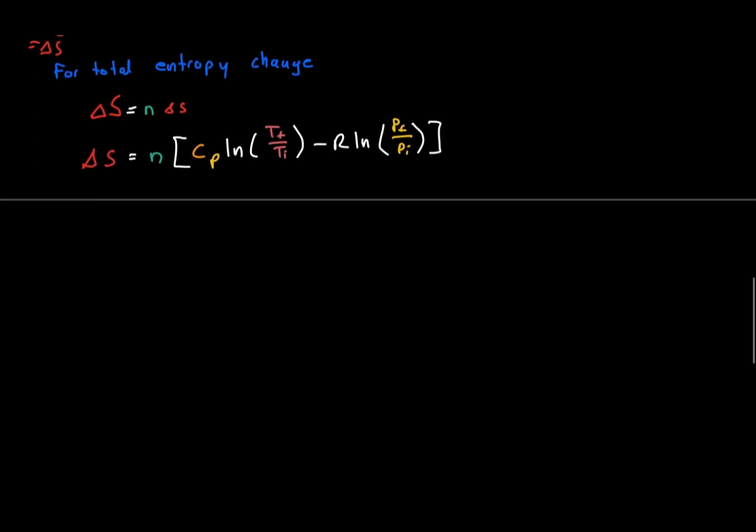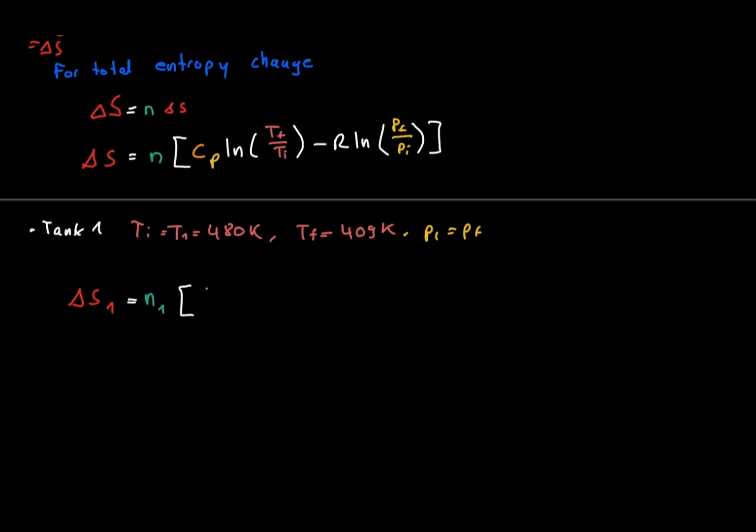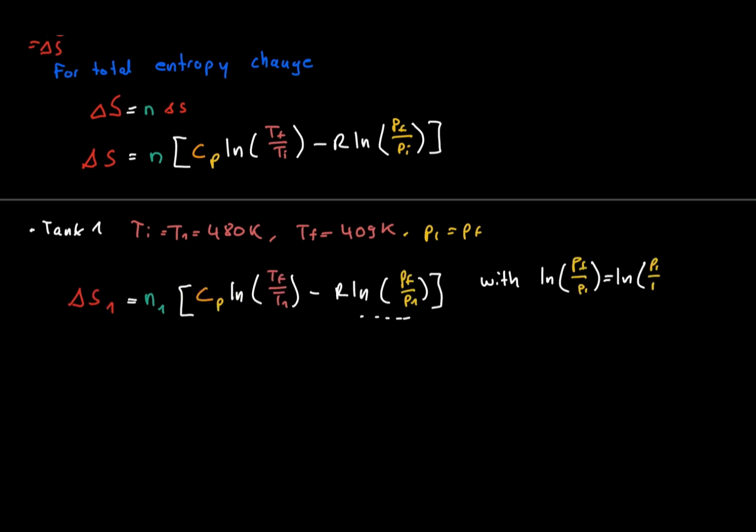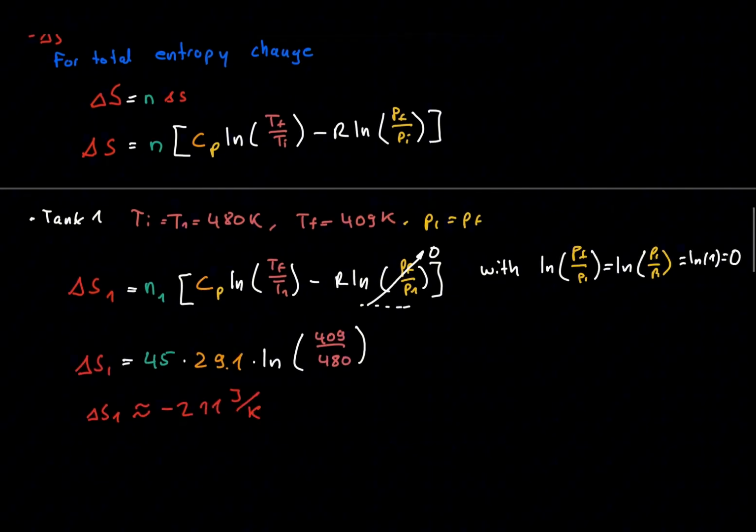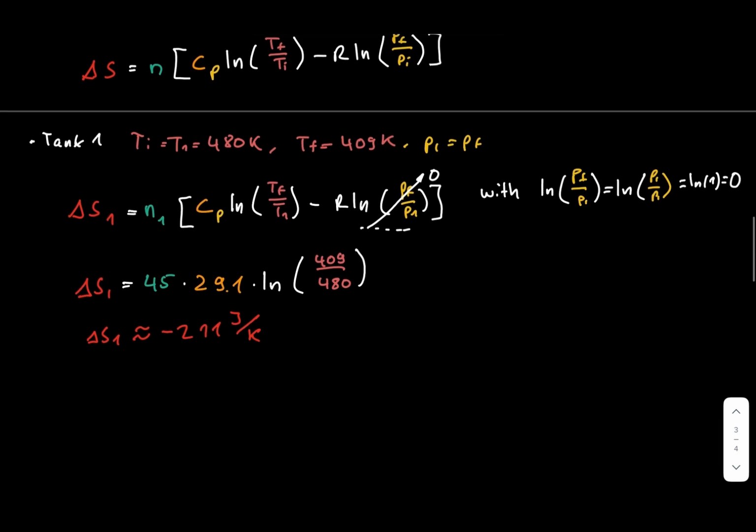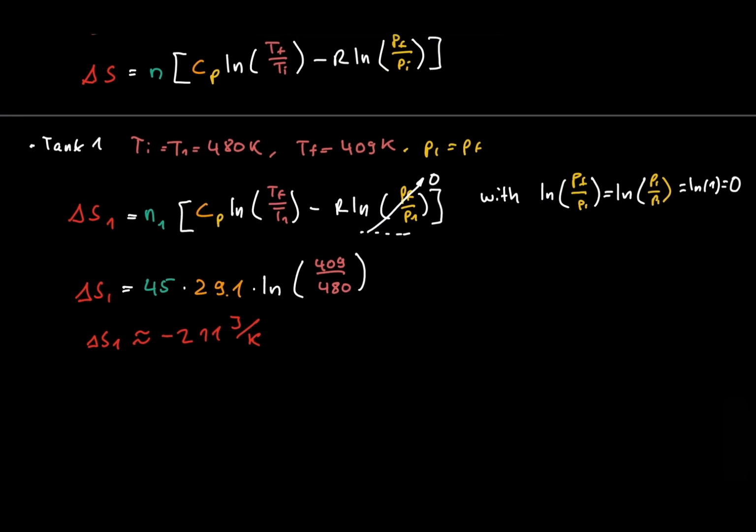Now we apply this to each tank separately. Tank 1 cools from 480 Kelvin to 409 Kelvin. The pressure stays the same, so the pressure term becomes zero. That leaves only the temperature term. The entropy change of tank 1 is about minus 211 joules per Kelvin. This is negative because tank 1 cools down.